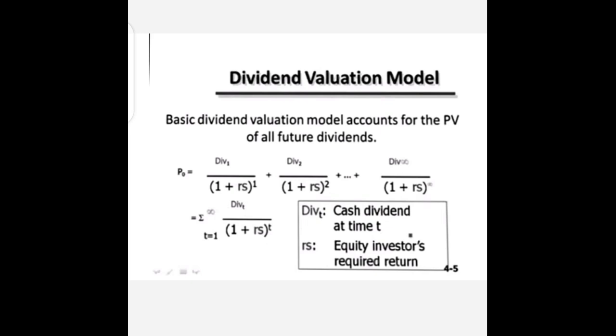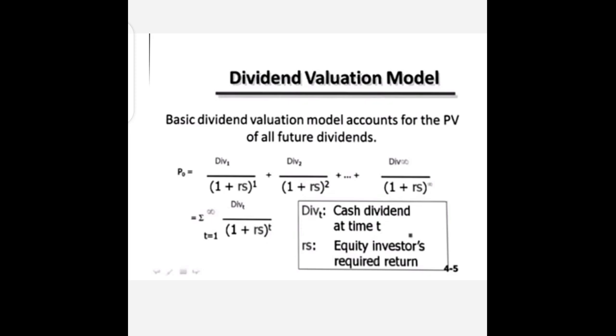The basic dividend valuation model is used to value common stocks. I hope you remember that for preferred stock we only use DP over RP, that is the preferred dividend divided by the required rate of return. But here we will use the dividend valuation model to account for all the future dividends that will be gained in the future. So how can we value a stock? We can simply value it by discounting all the dividends with the required rate of return, and then summing them all up.